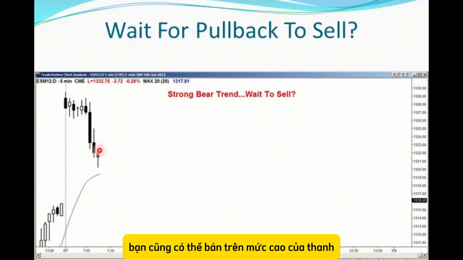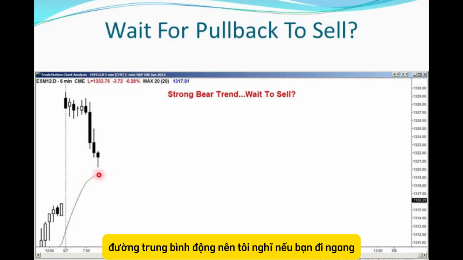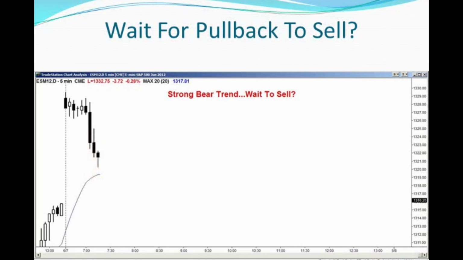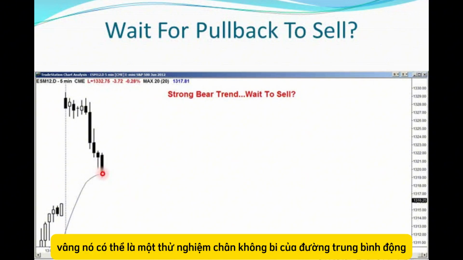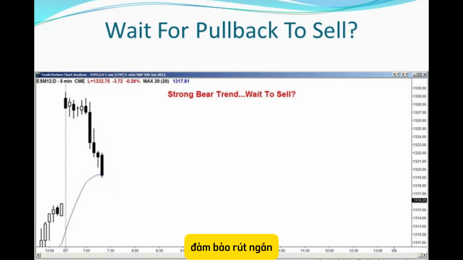You can also sell above the high of the bar, but we're getting a tail and we're near support, the moving average. So if you're flat, I would go short, or certainly short any pullback. But if you're already short, I would just hold short. Resumption of the strength. Another breakout bar, close below the low of the prior bar. Yes, it could be a buy vacuum test of the moving average, but to me, it's another strong bear bar, and we're going lower, probably going lower. So if you sell the close, your stop is probably somewhere up here, and just trade small, but make sure to trade. Make sure to get short.